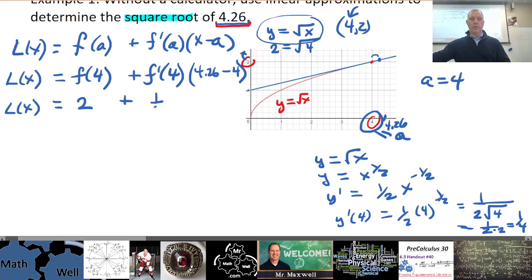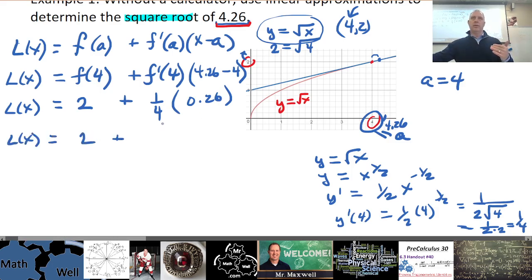So 1 over 4. And then this is going to be the difference in our, again, this is the run, right? Think about the run. So that's going to be 0.26. Okay, so now we're getting close. Again, we don't need a calculator for this, really.